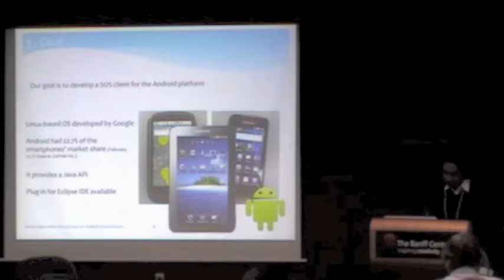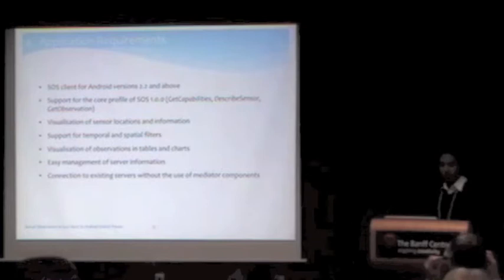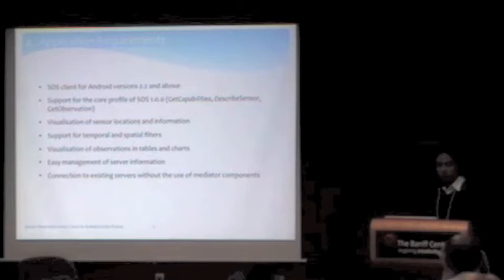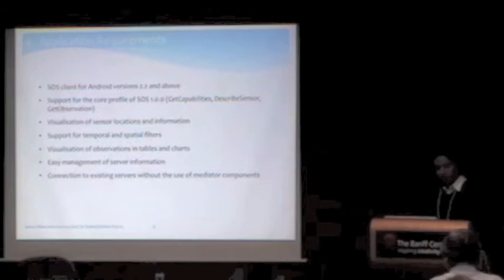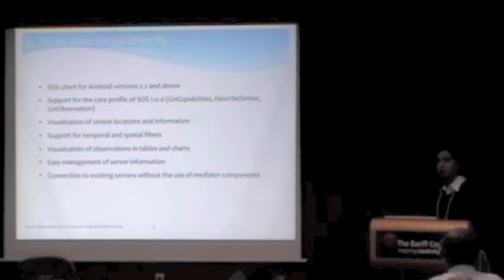Our application has these requirements. It was supposed to run on Android versions 2.2 and above. It has to support the core profile of SOS 1.0, which has three basic operations: GetCapabilities, DescribeSensor, and GetObservation. It should allow the visualization of the sensor location and other metadata related to them. It should support temporal and spatial filters. It should allow the visualization of observations in tables and charts. It should allow users to easily manage the information about the server endpoints they are connecting to. And it must allow connection to existing services without the use of any mediator components.